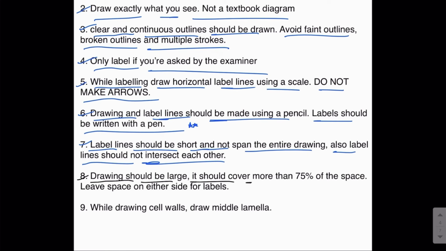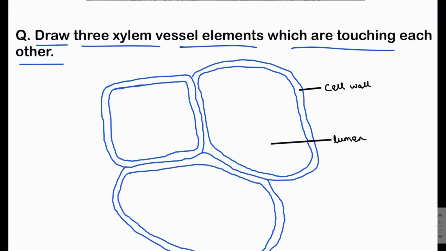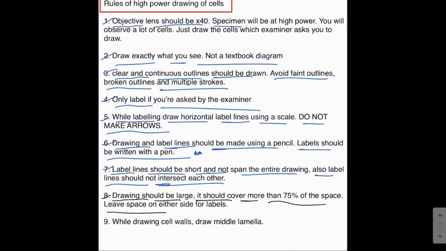Moreover, the drawing should be large. It should cover most of the given space, right? It should cover more than 75% of the space. Leave space on either side for the labels. Over here, you can see that I have drawn the cells and I have covered most of the space given to me. And I kept some space on the left side and on the right side, and some space at the top and some space at the bottom for the labels. You need to be careful about that.